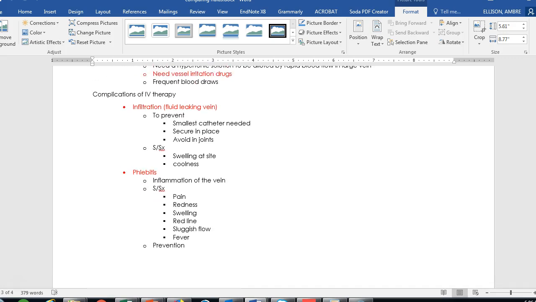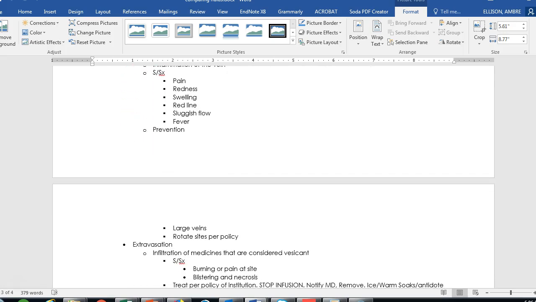Then we have phlebitis, and what phlebitis is, is inflammation of the vein. Anything that ends in itis is inflammation. Some signs and symptoms of phlebitis: pain, redness, swelling, sluggish flow. If it gets bad, they could have a fever. So ways to prevent phlebitis: well, you want to use a large vein and rotate sites per policy.